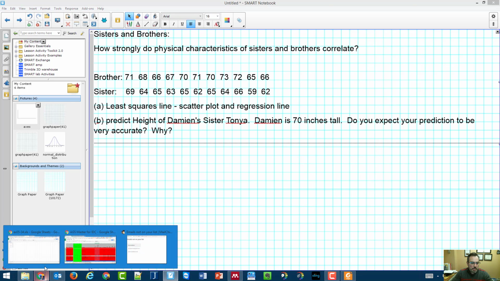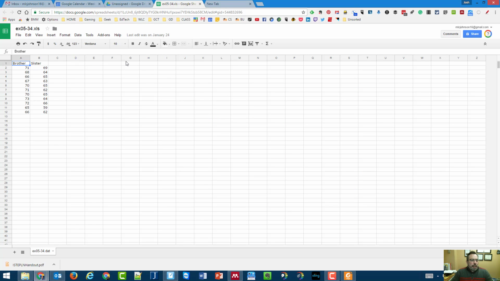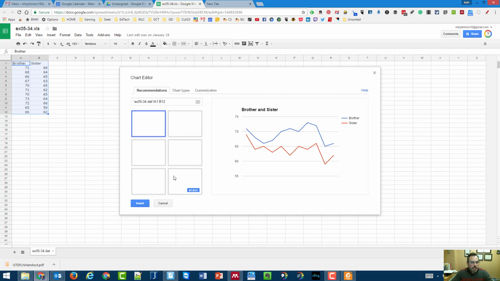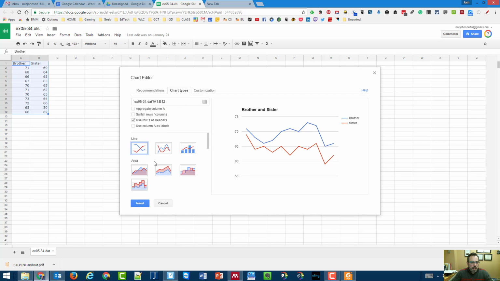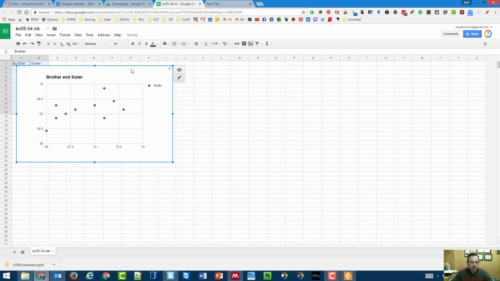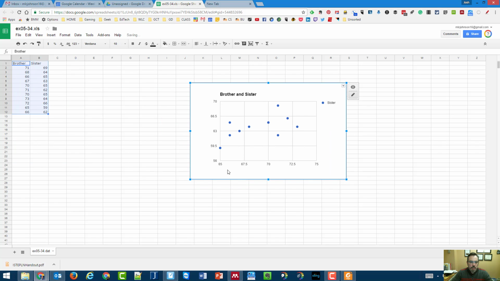So first of all, let's just insert a chart, and we'll make it a scatter chart. I'll go into the chart types and jump down to scatter plot, and then insert a chart of that data. You'll notice I have brother and sister. The brother is going to be the explanatory variable, and the sister is going to be the response variable.